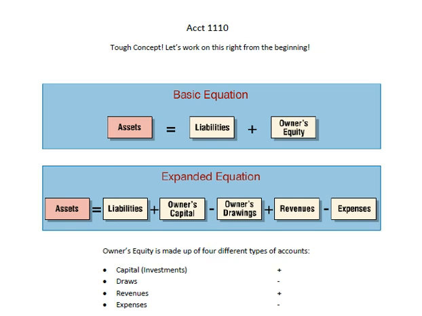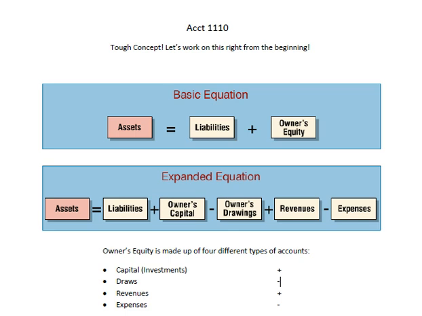When an owner makes an investment in the business, that is recorded into the capital account, and it makes owner's equity bigger. When the owner withdraws assets from the business for personal use, that is recorded into the owner's drawings account, and that makes owner's equity smaller.